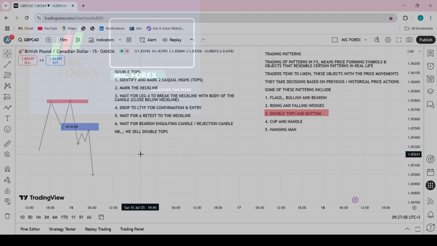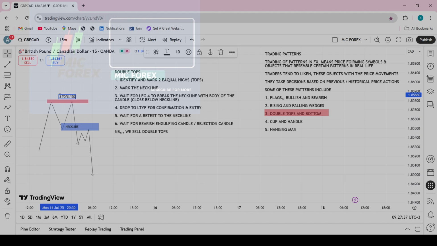Because we are selling the double tops, why do we sell the double tops? We sell double tops because the price did not break structure here. The price did not move up, so we don't have higher highs and higher lows. At this point, the price has given an indication that it doesn't have enough momentum to continue moving upward. So this one is two equal highs, two tops, or just equal highs. That is high 1 and high 2.